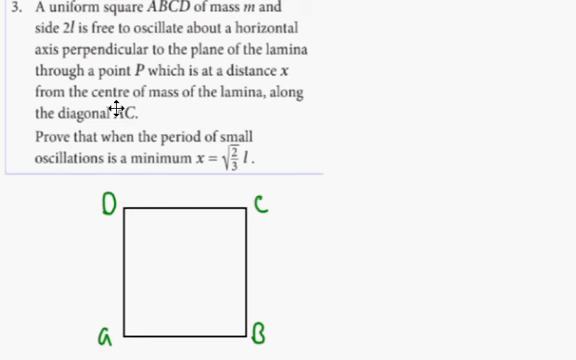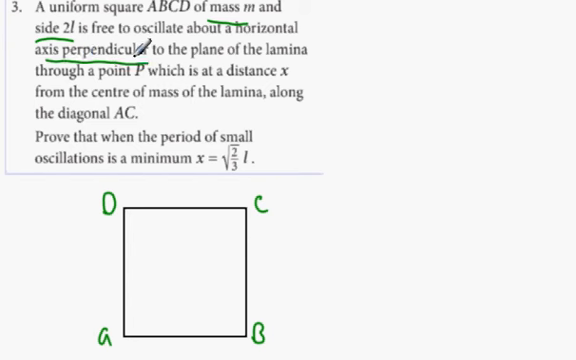Which is a distance x from the center of mass, side 2L. Now the side 2L is a good thing. Why is it a good thing? Because it's going to be exactly the same as the formula that's in your tables. There's no adjustment required. Mass m, once again, no adjustment required from the formula that's in your tables. Axis perpendicular to the plane, that's something we've got to look out for.